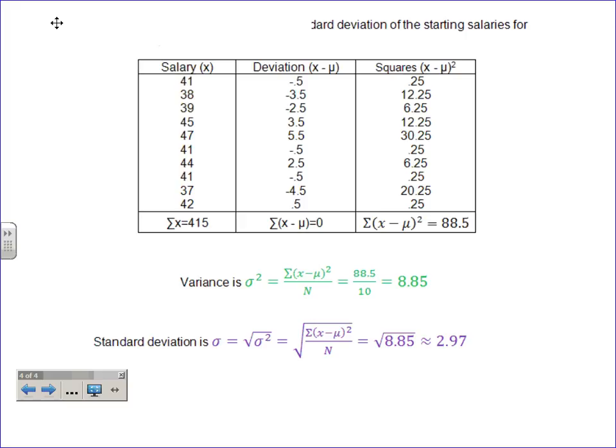Approximately 2.97. Or we could probably even say approximately 3, right? But we've done all this work, we might as well at least go out a couple decimals, right? So who can tell me what that means? It's a whole lot of work we just did. If you can't really tell me what it means, it doesn't really matter.